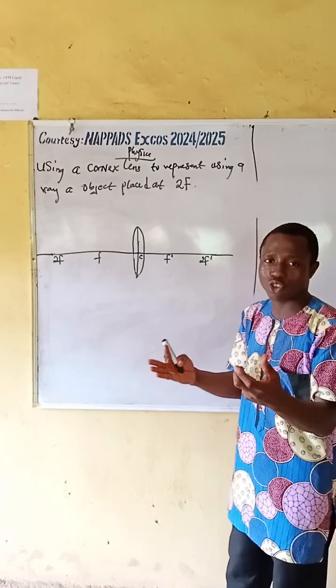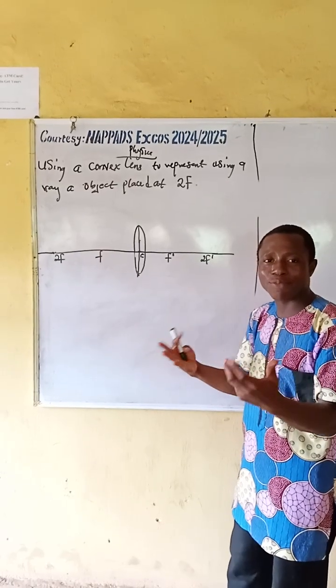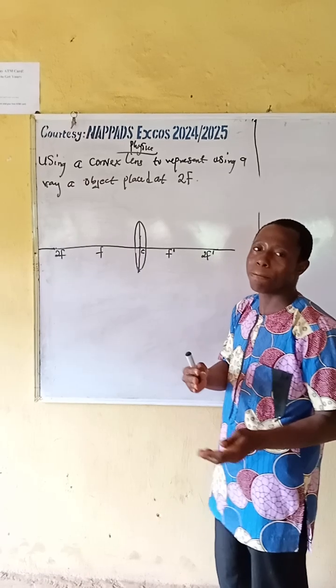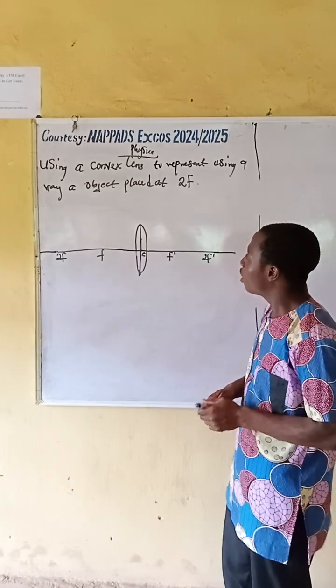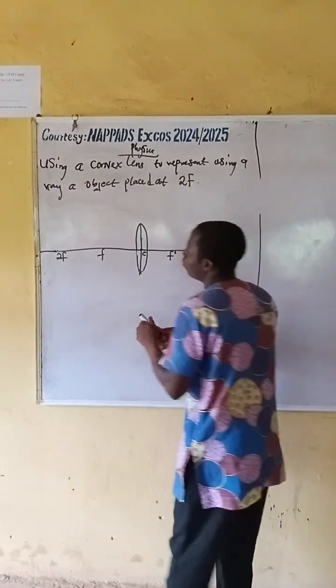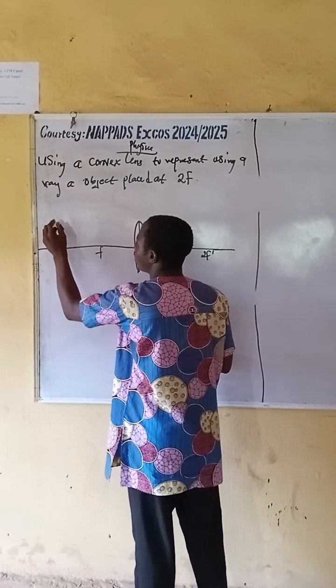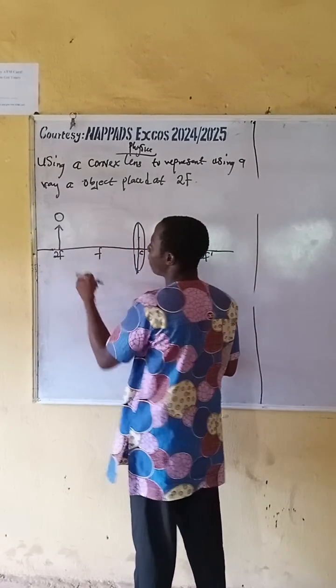Is it real or virtual? Is the image magnified or diminished? Is it enlarged or small? Where is the image formed? So I'm going to show you the trick. The object is at 2F. You can pick another one for your example, but the object is here at 2F.